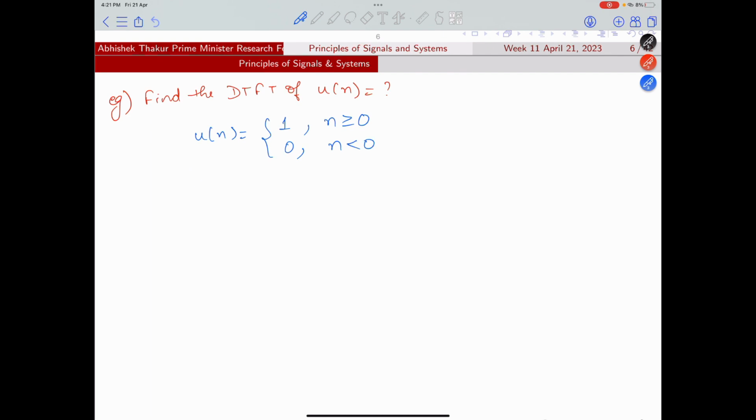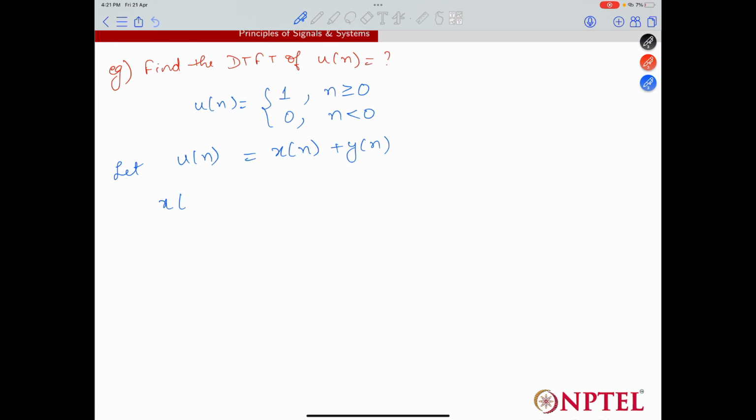So let's write u[n] as x[n] plus y[n]. Then our x[n] is equal to half for all values of n. This means y[n] becomes half for n greater than or equal to 0, so that u[n] becomes half plus half, that is 1, for positive values of n. And y[n] becomes minus half for n less than 0. So for negative values of n, u[n] is half minus half, that is 0.